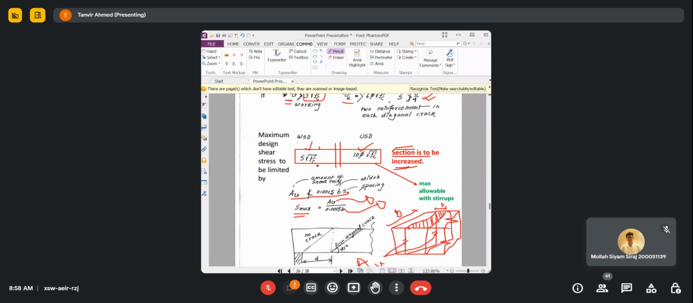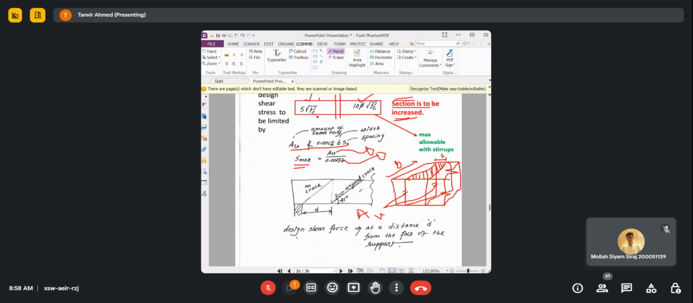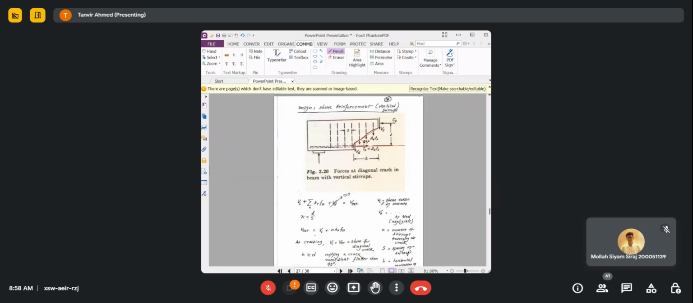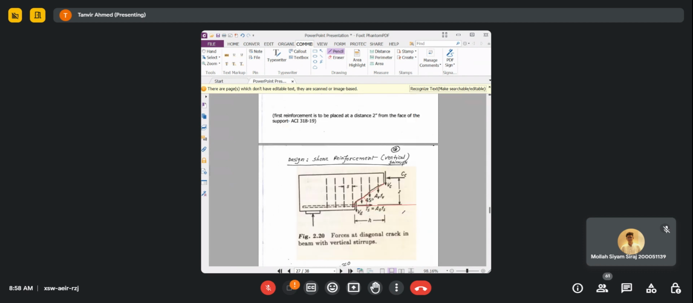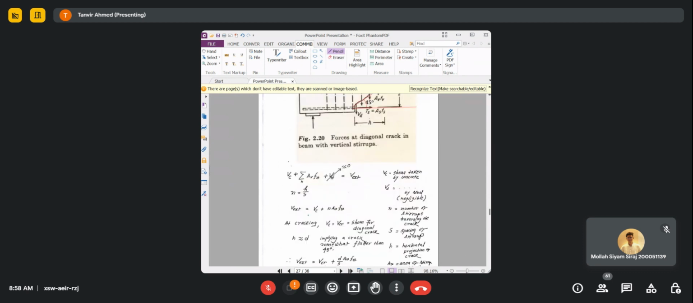এই পর্যন্ত কারো কোনো কনফিউশন আছে, কোনো কোয়েশ্চেন? If there is no question, then we can move to the next part.